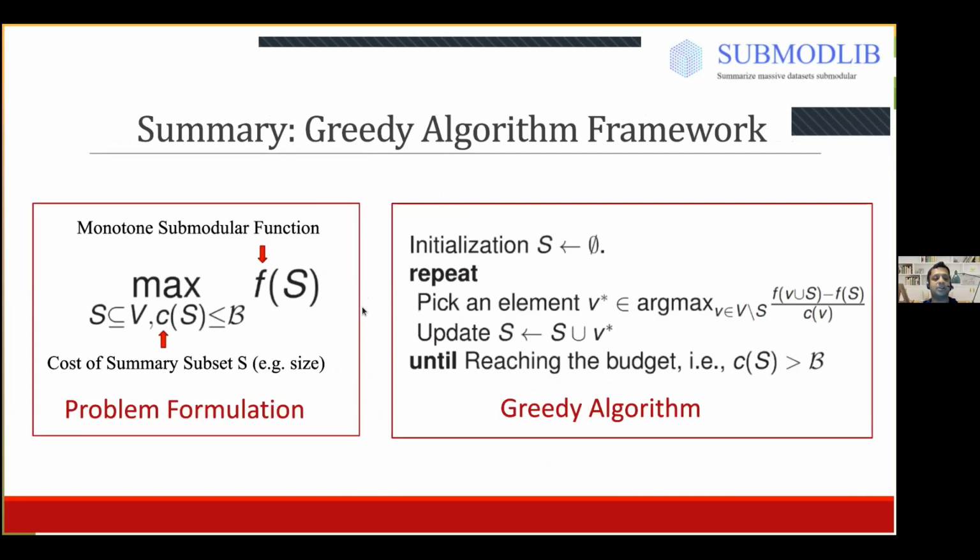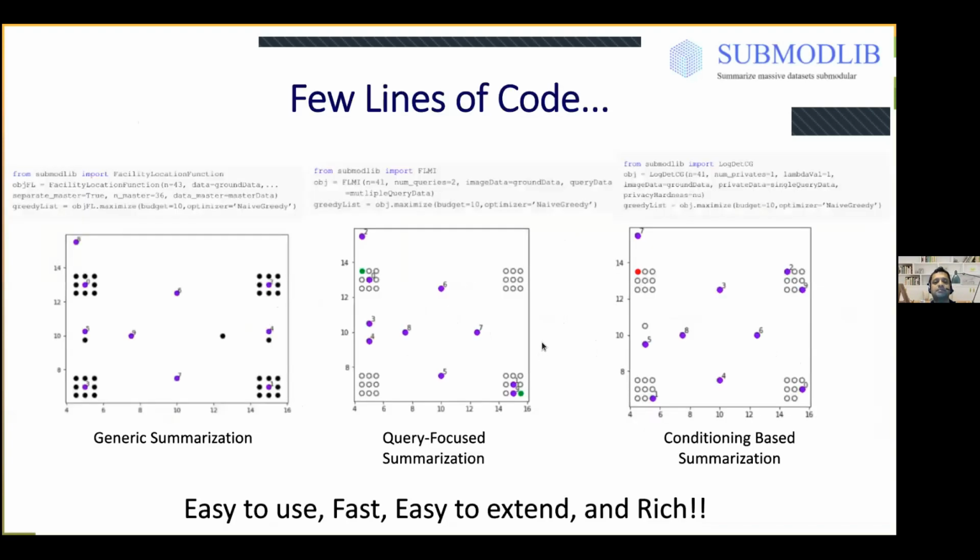Summarily, the greedy algorithm framework could look at cardinality, or a weighted cardinality, or a weighted cost constraint, and you could look at maximizing either monotone submodular functions, in which case you have the encouraging guarantees we talked about, or in many cases submodular functions without monotonicity. And this is the overall greedy algorithm.